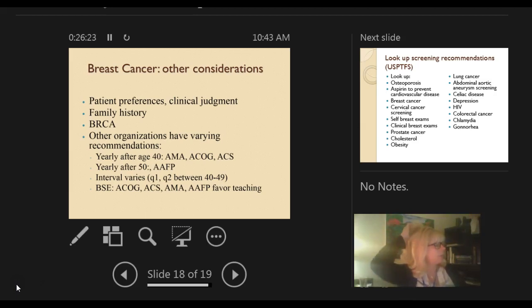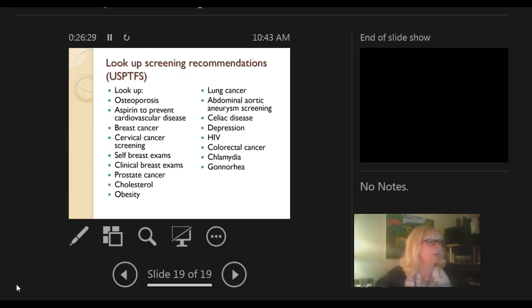Breast self-exams, all of these down here favor teaching. So these are the screening recommendations I want you to look up. Whether you want to make a table to help you, that would be good. That would be helpful if you learn better by making tables.